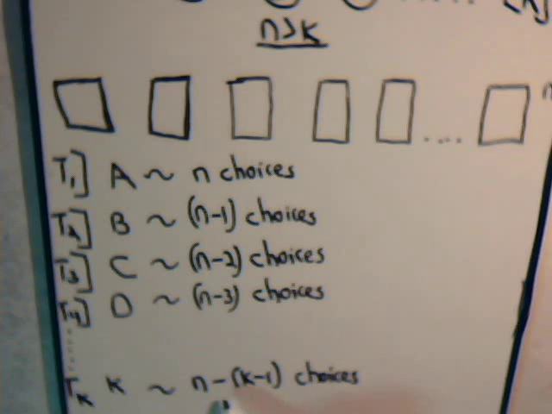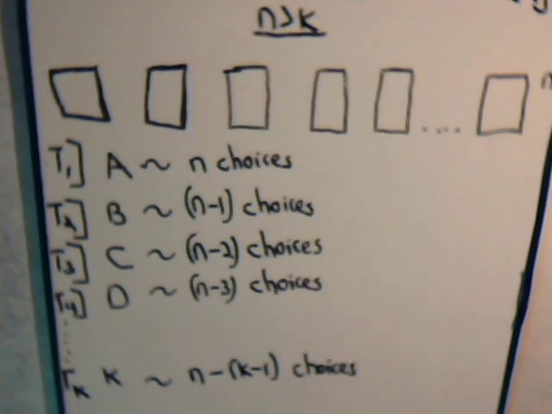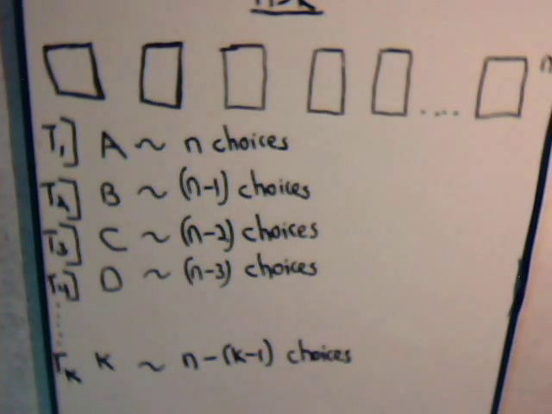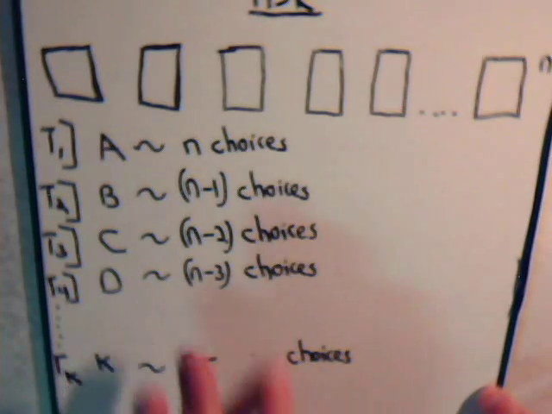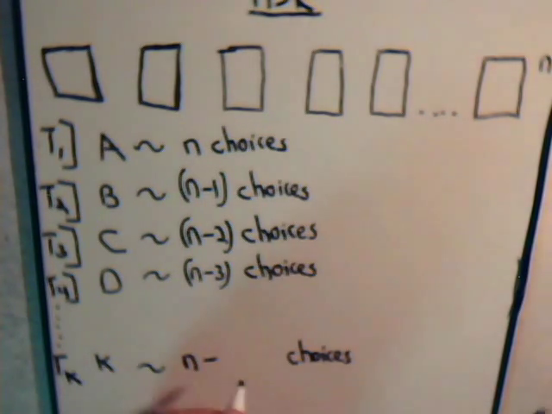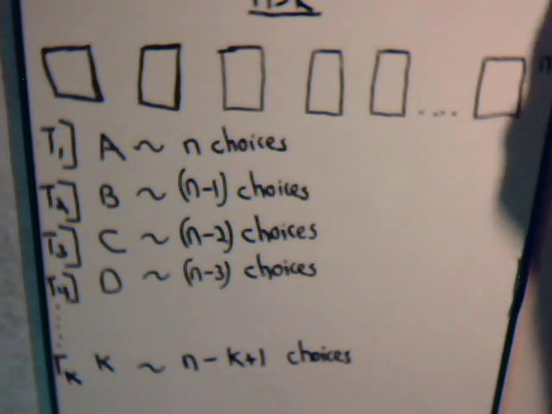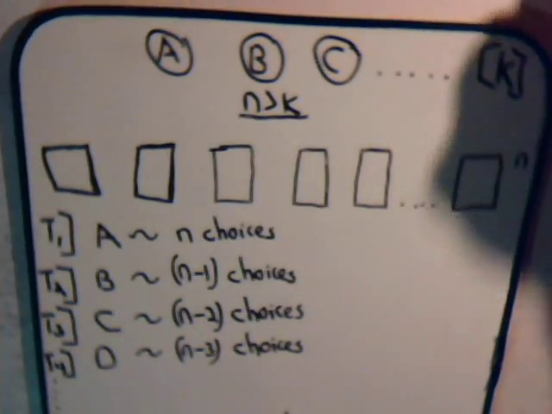This would be the same thing as n minus k plus 1. So let's write it like that: n minus k plus 1. Okay, now the question that we had was, if we're going to place one object in each box, there's more boxes than objects, what's the total number of ways that we can do that?